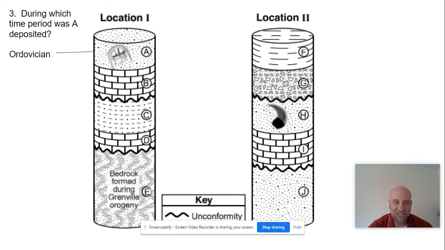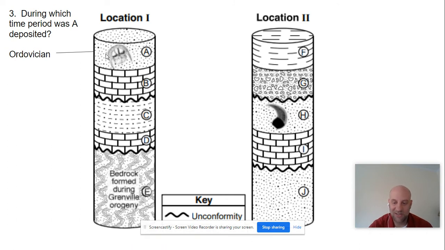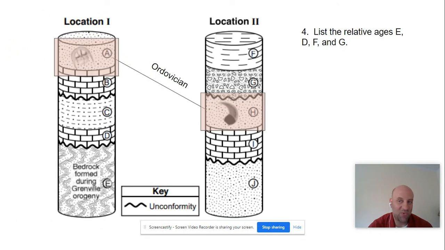Notice the same fossils are showing up here. We want to know during which time period was A deposited. So we think back to when we looked at our reference table, that is Cryptolithus, and we know that's Ordovician. And that is going to help us with our next question, where we are going to try to put the relative ages of E, D, F, and G in order.